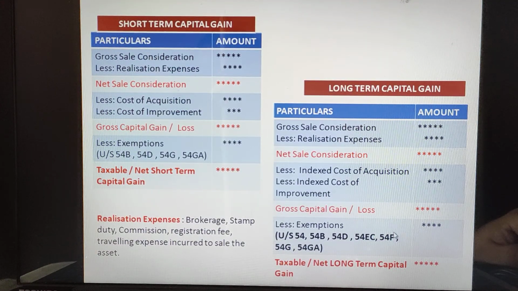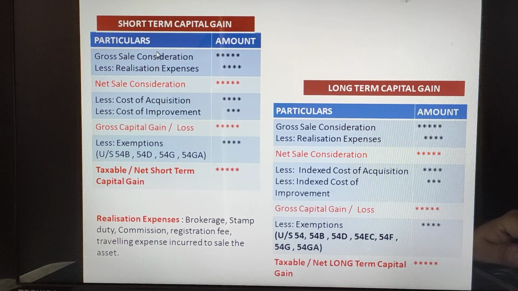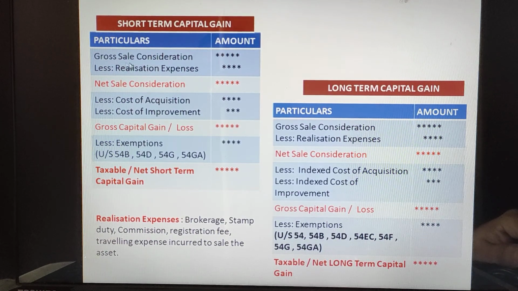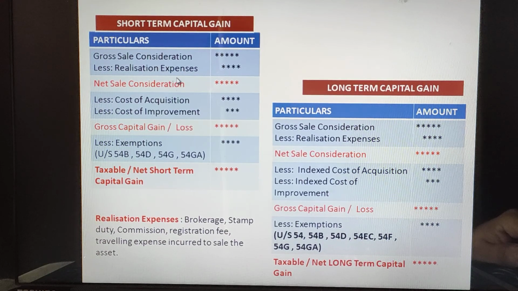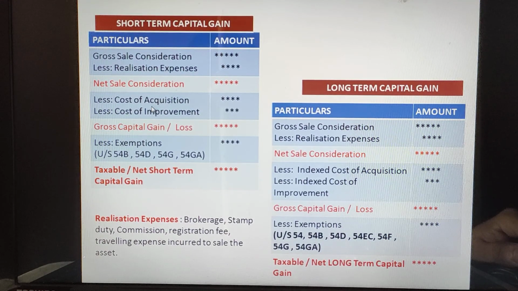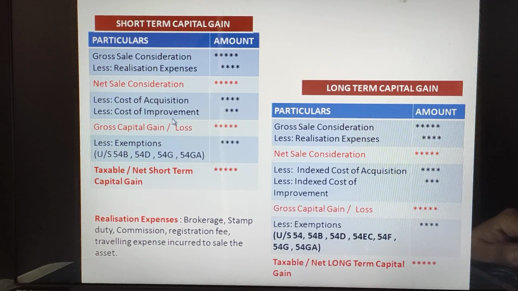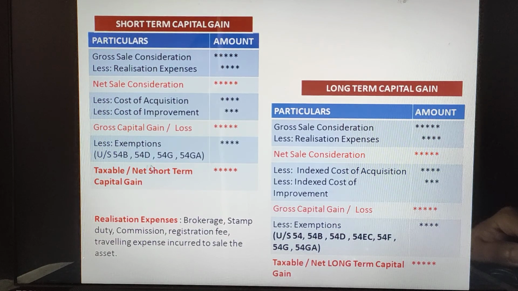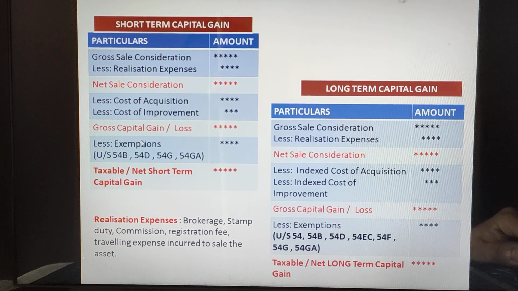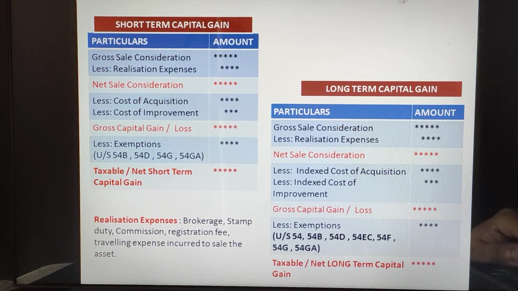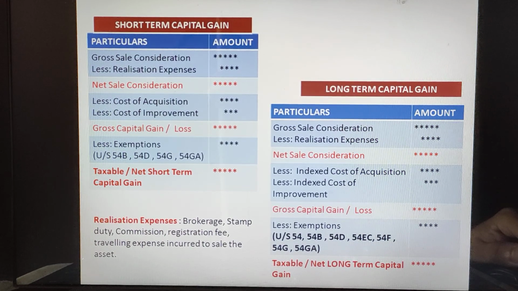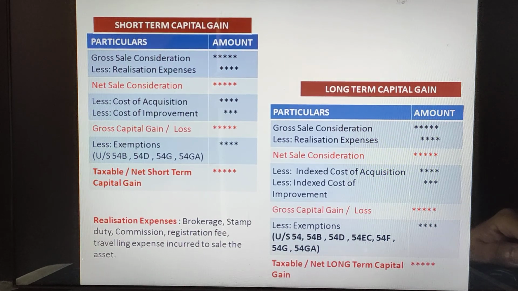So this 54D can be used for either short-term asset or long-term asset. You do all these calculations. Suppose, take the example: gross sale consideration you took, and you subtracted some expenses, you got net sale consideration. You minus cost of acquisition or improvement, whatever is given, and you arrive at gross capital gain. Now comes the exemption. If you have done these 4 things: you are any type of assessee; second, the government has compulsorily acquired the land from you and you got some compensation on that, and that land is acquired for industrial purpose; third, it is either short term or long term.